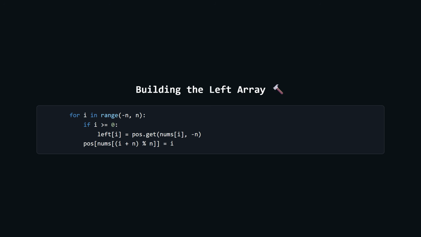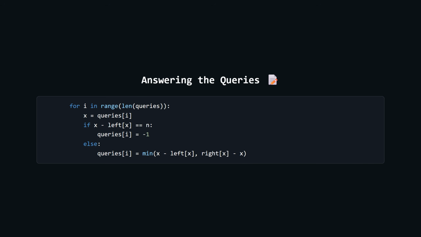In our first sweep, if we haven't seen the number before, we default its last position back to -n. We use modulo math to make sure we are always looking at the correct value in our list, even when our index goes negative. When we finally process the queries, everything is ready. We just look up our spot in the left array and the right array. If the distance to the left neighbor is exactly the size of the list, we know it wrapped all the way around without finding a match, meaning it's unique, so we return -1.